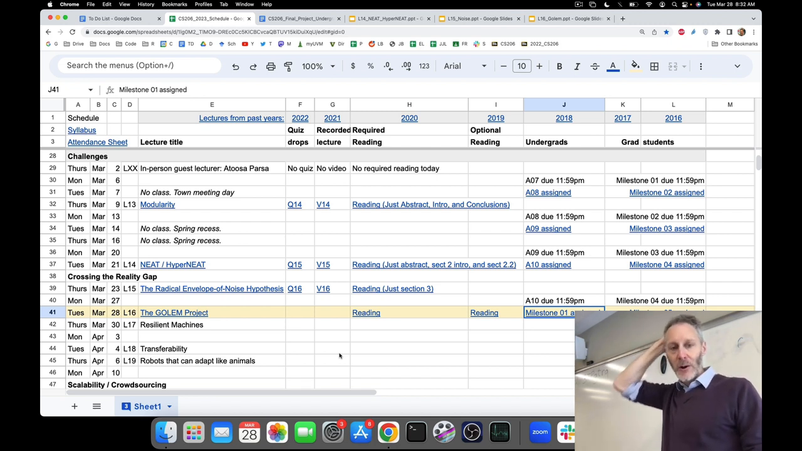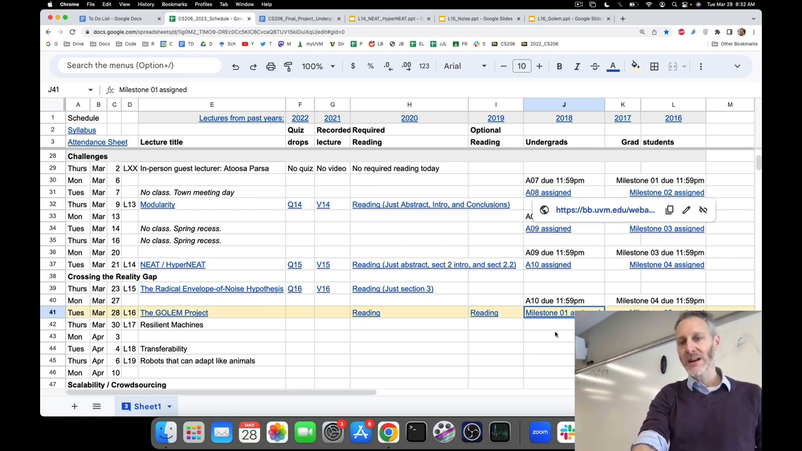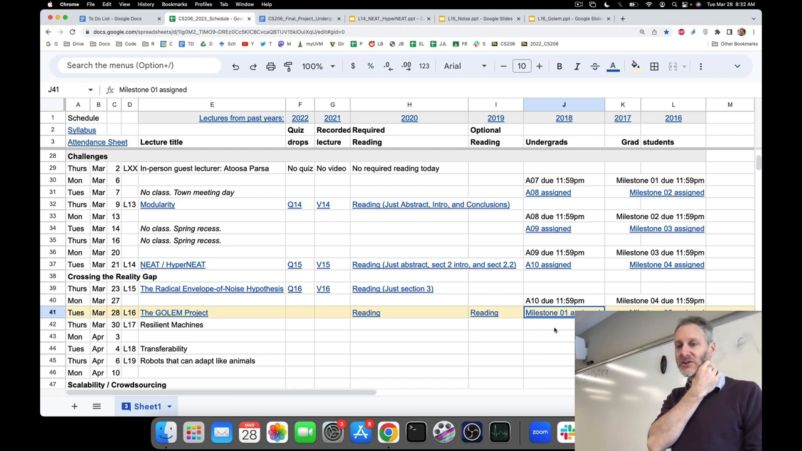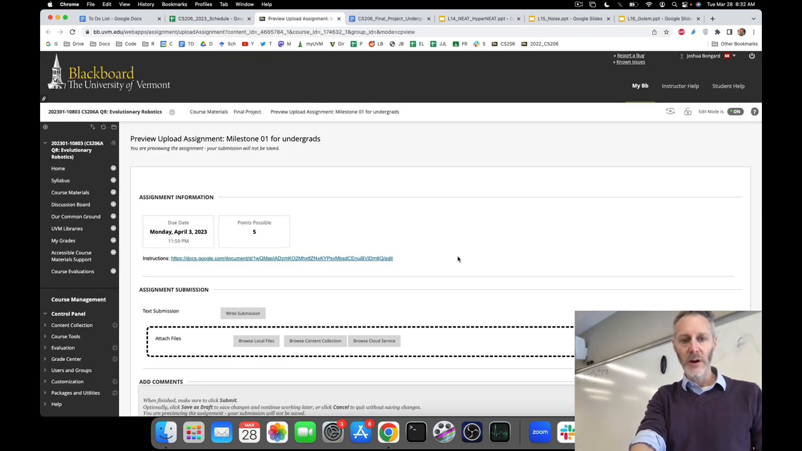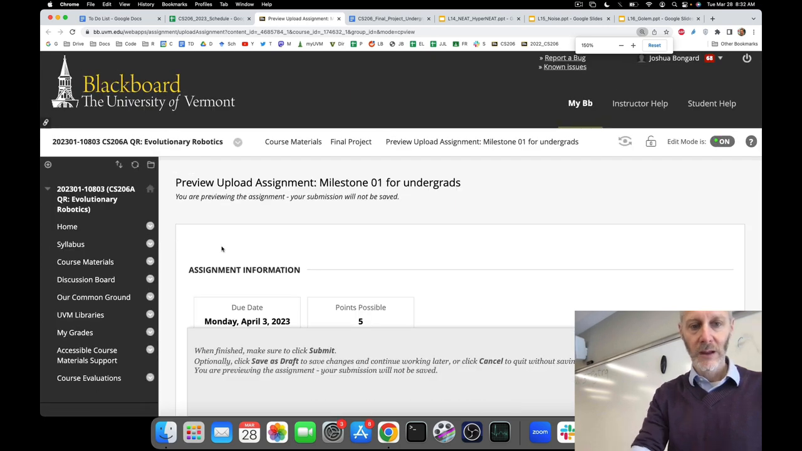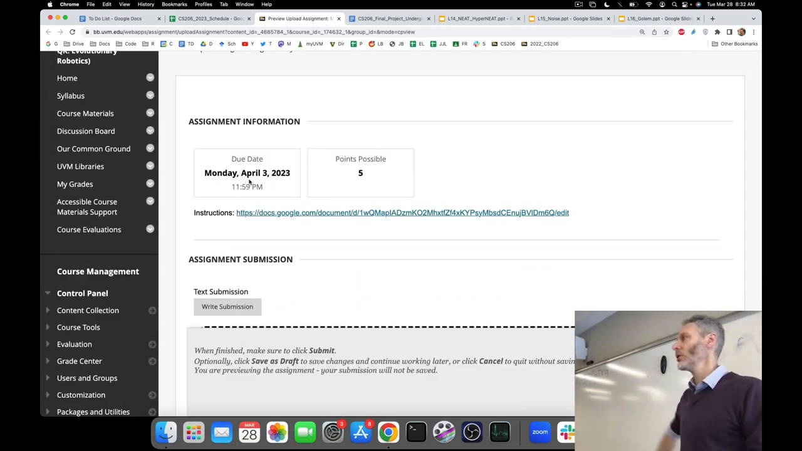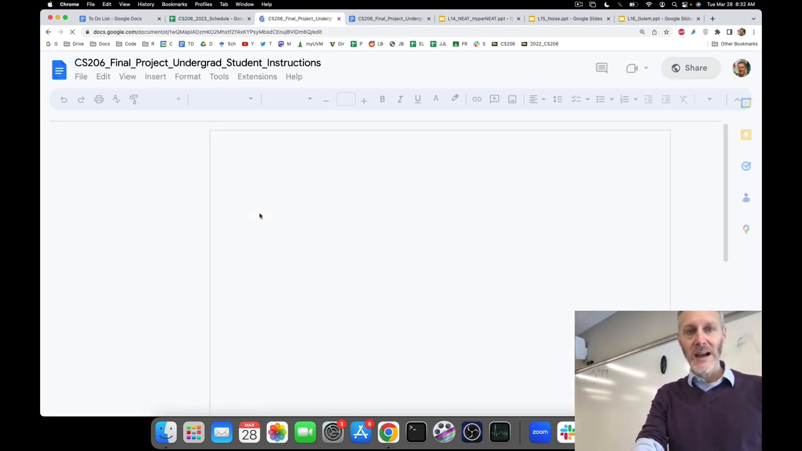Let's talk about the final project. You will see on row 41 here for today, for the undergraduates in column J now, there is a pointer to milestone one. If you click on that, it'll take you through to Blackboard, and you will see that your first milestone is due this coming Monday at 11:59 p.m., as usual. So you're gonna be continuing to submit images and videos every Monday night, demonstrating to us now that you're making progress towards your final project. Yeah? Okay. You will see that there's a link to the instructions about what exactly you're supposed to be doing.